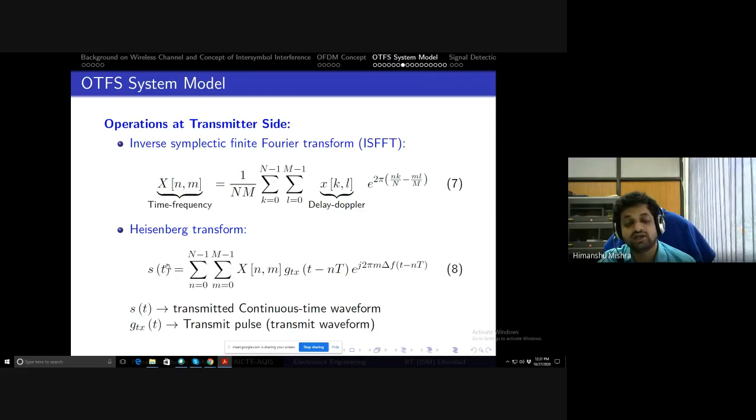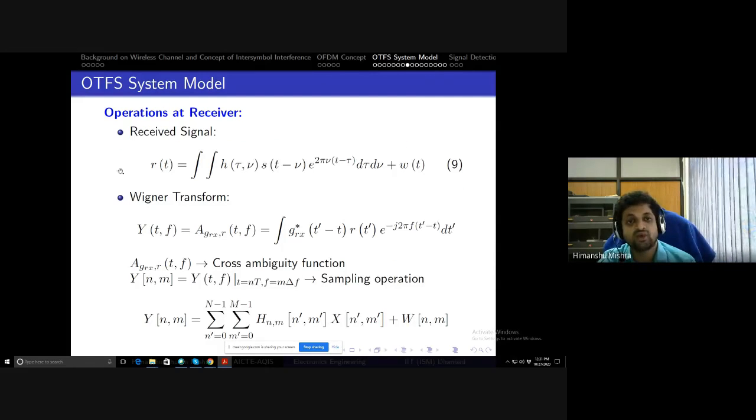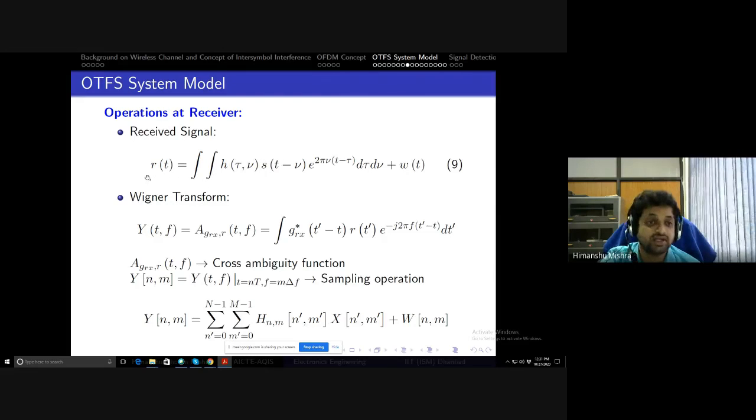Now you have the transmitted continuous time waveform s(t), and then you receive r(t). As I told you in the previous slides, if the transmitted signal s(t) is passed through a delay Doppler channel, this is the received signal equation and its relationship with the transmitted s(t). This is the received signal in the continuous domain.